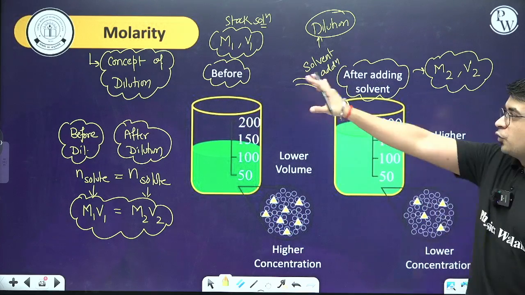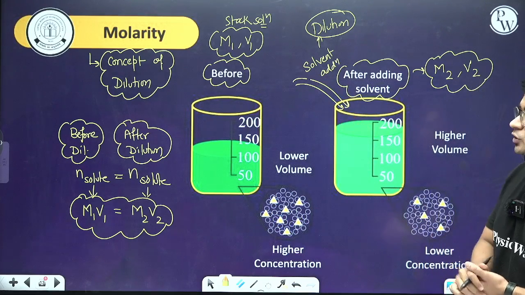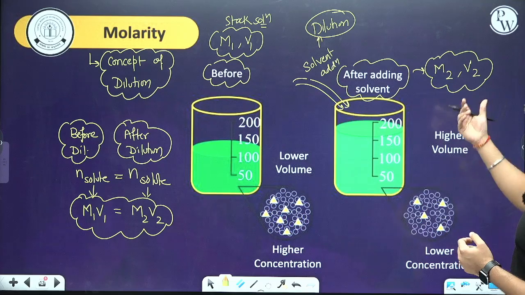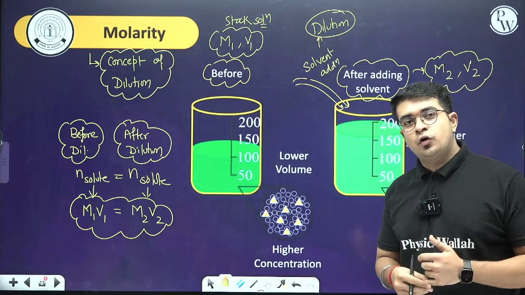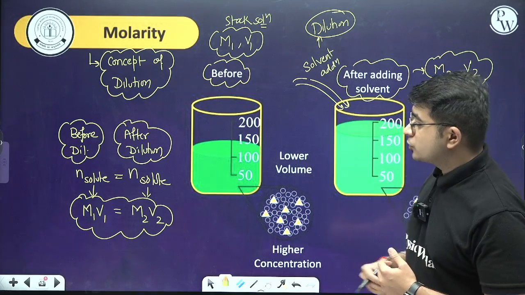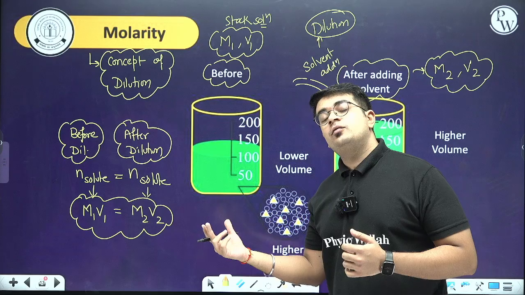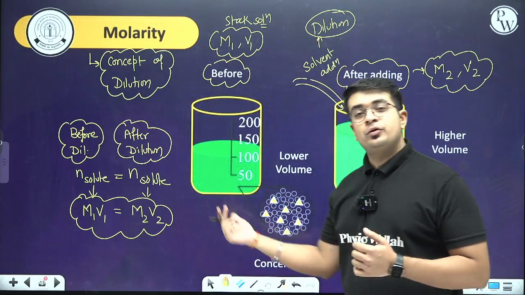Before dilution, the stock solution has molarity M1, volume V1. After the formation, they have M2 and V2, molarity as well as volume. But their number of moles remains constant. It means the number of moles before dilution is equal to the number of moles after dilution. M1 V1 will be equal to M2 V2.